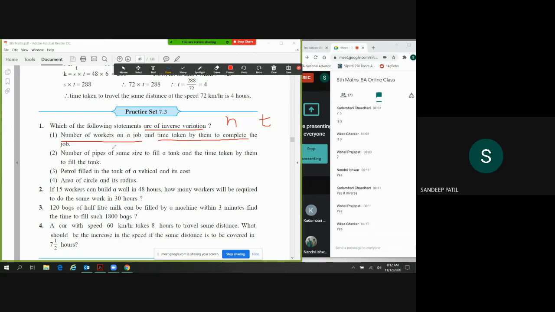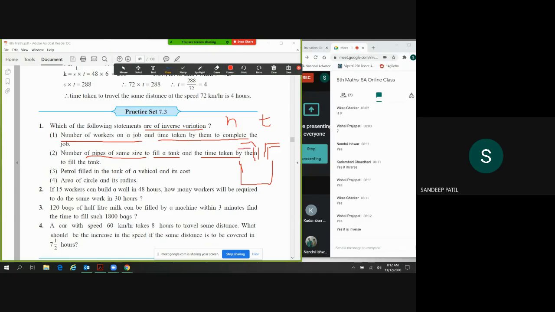Okay, that's correct. Now, number of pipes of the same size to fill a tank and the time taken by them to fill the tank. Is this an inverse variation problem or not? So there is a tank, and we use a number of pipes to fill it, like one pipe, all of the same size, or two pipes. This is the number of pipes. So is this an inverse problem or not? Can you write in the chat box?